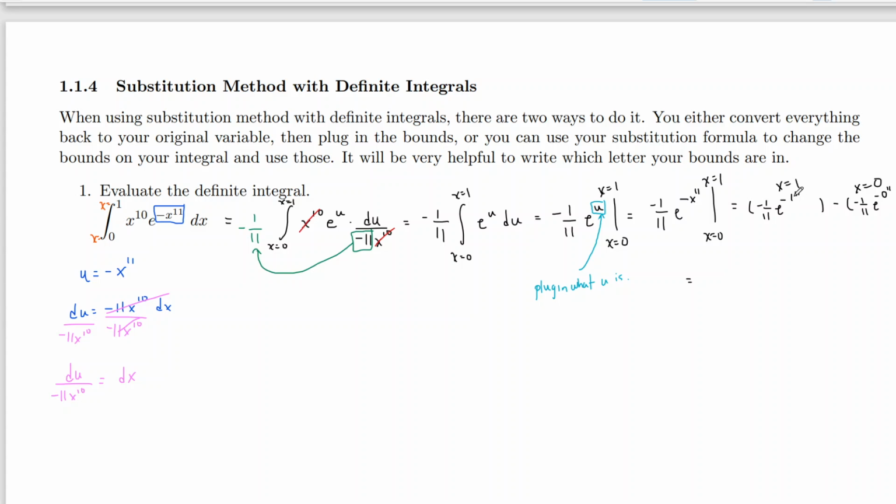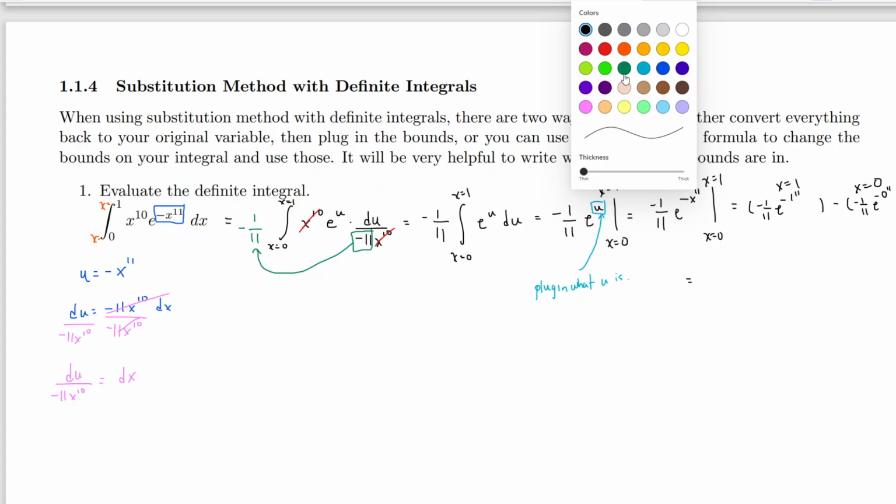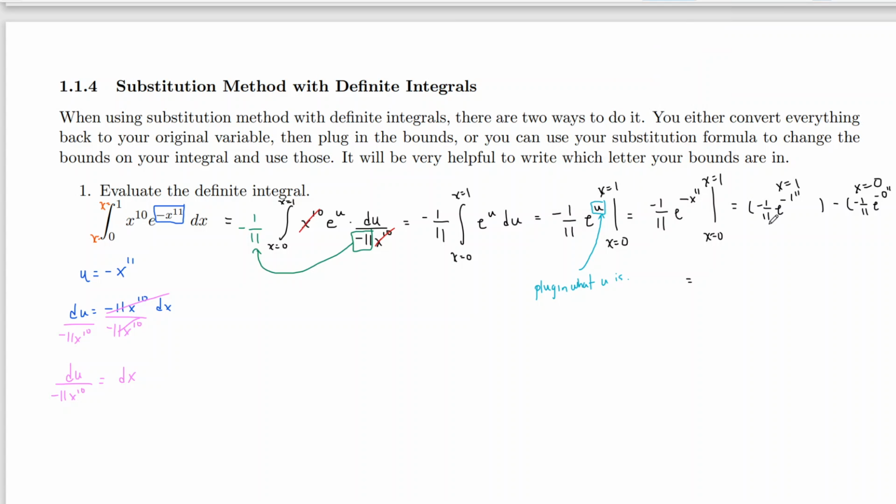Now, we have just 1 to the 11th here, which is 1, and then a negative sign gives us negative 1. So the first part here is going to be negative 1 over 11 e to the negative 1. This is a minus minus, which gives us a plus, and then anything to the 0 power is 1. So this is just 1, and we have plus 1 over 11, because this is just equal to 1.